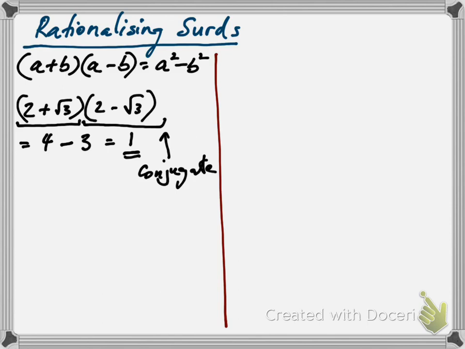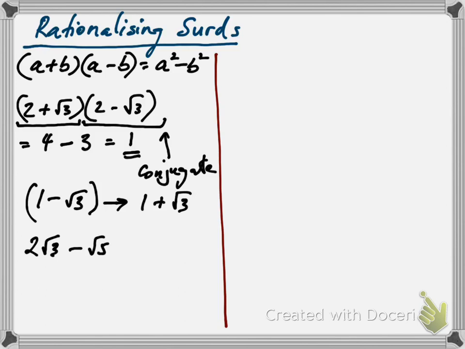So let's just quickly do some conjugates just to see how it looks. If you had, let's say, 1 - √3 as your surd number, what would its conjugate be? It'll be 1 + √3, right? If you had, let's say, 2√3 - √5, the conjugate would be 2√3 + √5. So where do we use this?